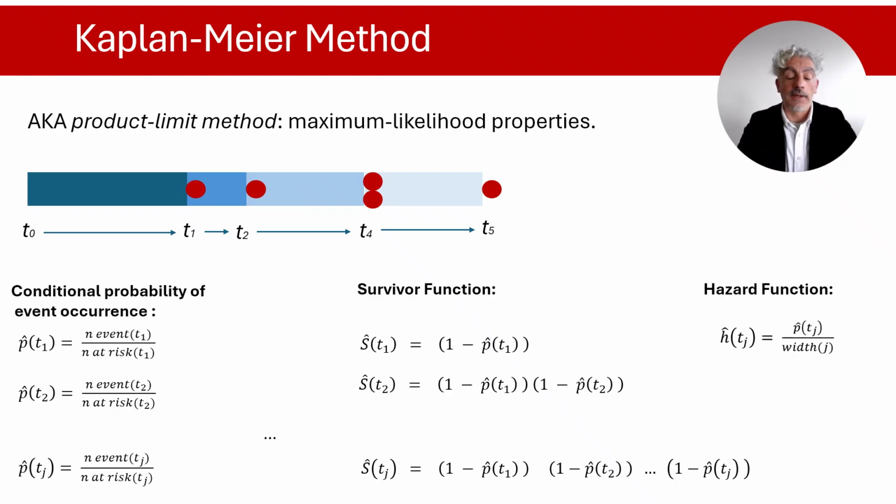And remember, in this case, as I try to represent graphically here, the width of the intervals will vary depending on event occurrence. So here I also provided examples of how to calculate the conditional probability of event occurrence in interval 1, in interval 2, and then the general formula considering a generic interval Tj. And similarly for the survival function, a generic interval Tj, and so on.